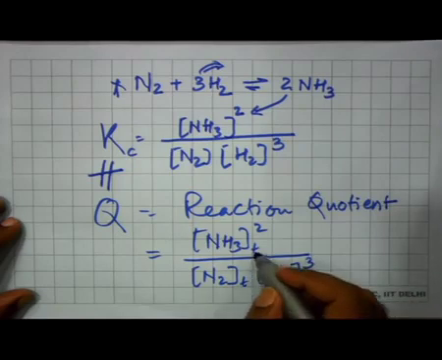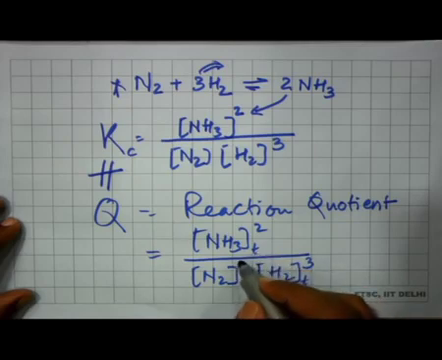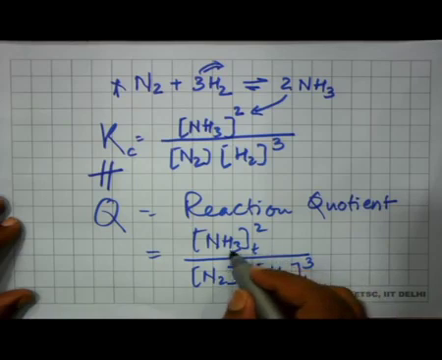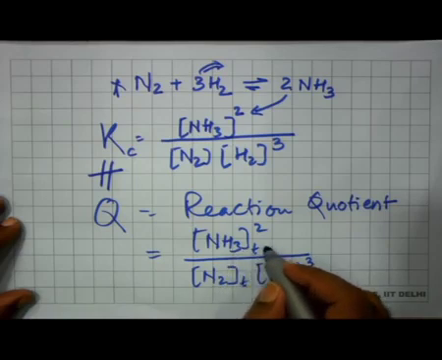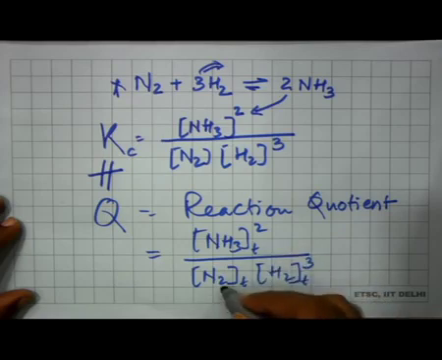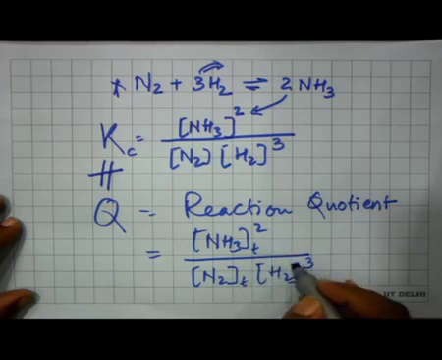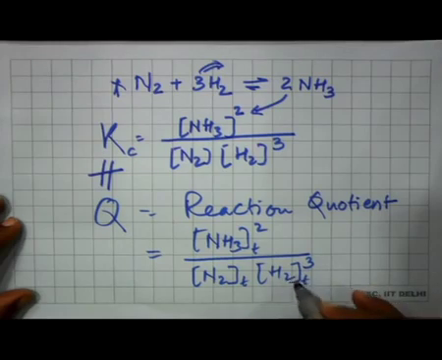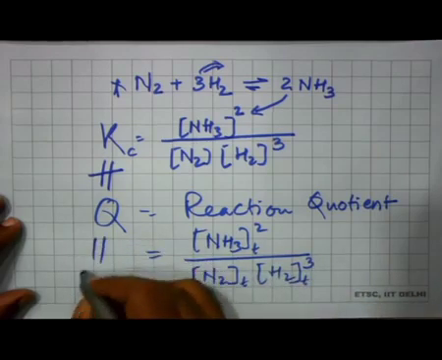But suppose at this time equilibrium is achieved, it means the concentration of NH3 at that particular time is basically the equilibrium concentration of ammonia. Similarly, N2 is the equilibrium concentration of nitrogen, and H2 at time t is the equilibrium concentration of hydrogen gas, then in that case Q becomes equal to Kc.